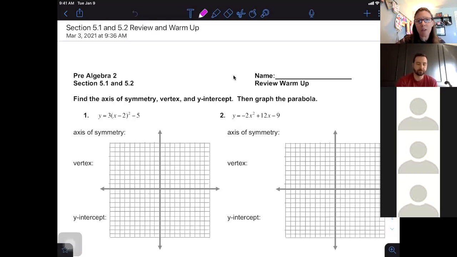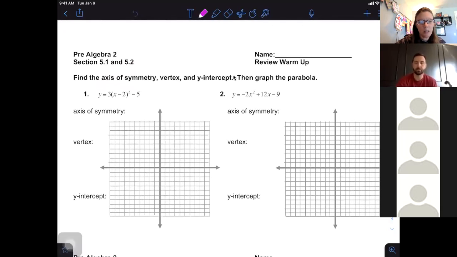I'll give you guys a second to pull that up. If you can give us a thumbs up when you have it pulled up, just so that we know you're ready. Just give me a thumbs up. You've got this open and ready to go. Still waiting on a couple thumbs ups.